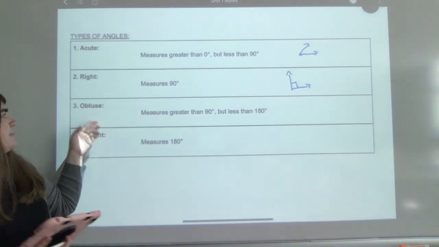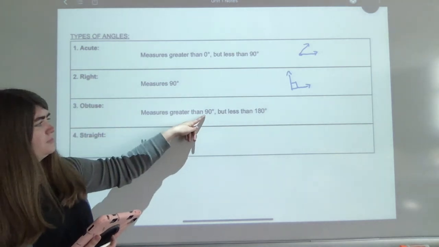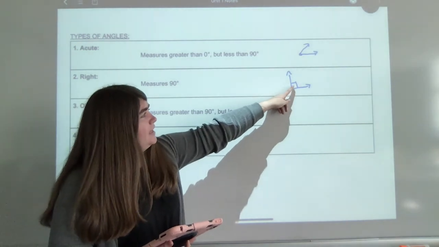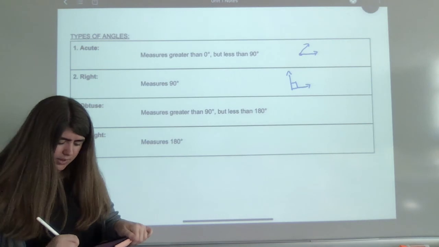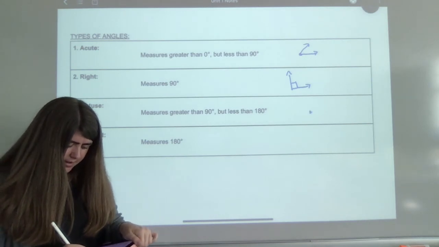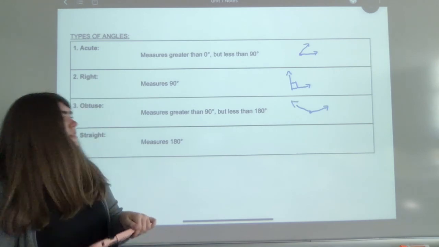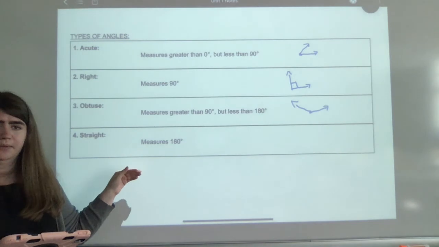Our third type of angle is an obtuse angle. It measures greater than 90 degrees but less than 180 degrees. So we're going to have a larger opening than what we saw in our right angle, but it can't be a straight line. So I have something that looks like this. That is an obtuse angle. Greater than 90, less than 180.